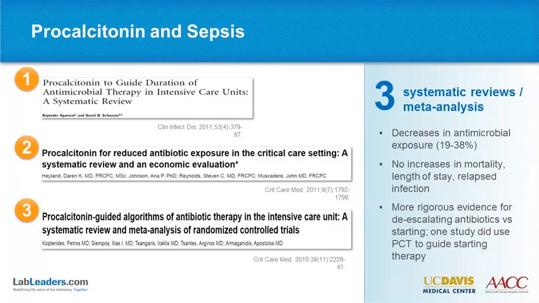From these three meta-analyses and systematic reviews, we see that the use of procalcitonin-guided algorithms to guide the duration of antibiotics and so forth leads to a decrease in antimicrobial exposure of about 19 to 38%. That's a very significant reduction. We see no increases in mortality, length of stay, or relapse infection. So by reducing the use of antibiotics, in this case with PCT, it still didn't affect mortality, morbidity, and so forth. Ultimately, we see more rigorous evidence for de-escalating antibiotics versus starting antibiotics.